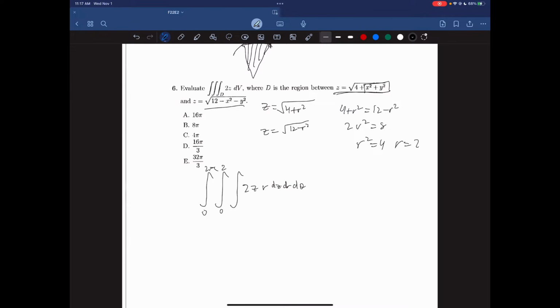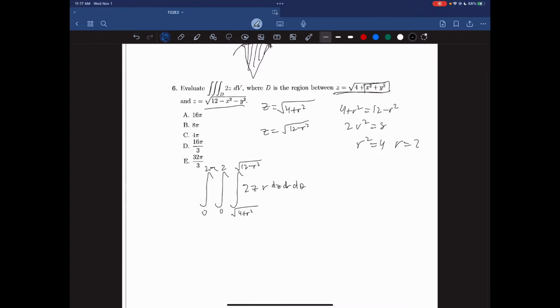We solve for that. And z is going to be square root the top minus the bottom. So the top in this case is going to be our cone. So it's going to be, whoa, that is not good. It's going to be 4 plus r squared. Our bottom is going to be 12 minus r squared. Or sorry, our top is going to be the ball or the sphere, 12 minus r squared.